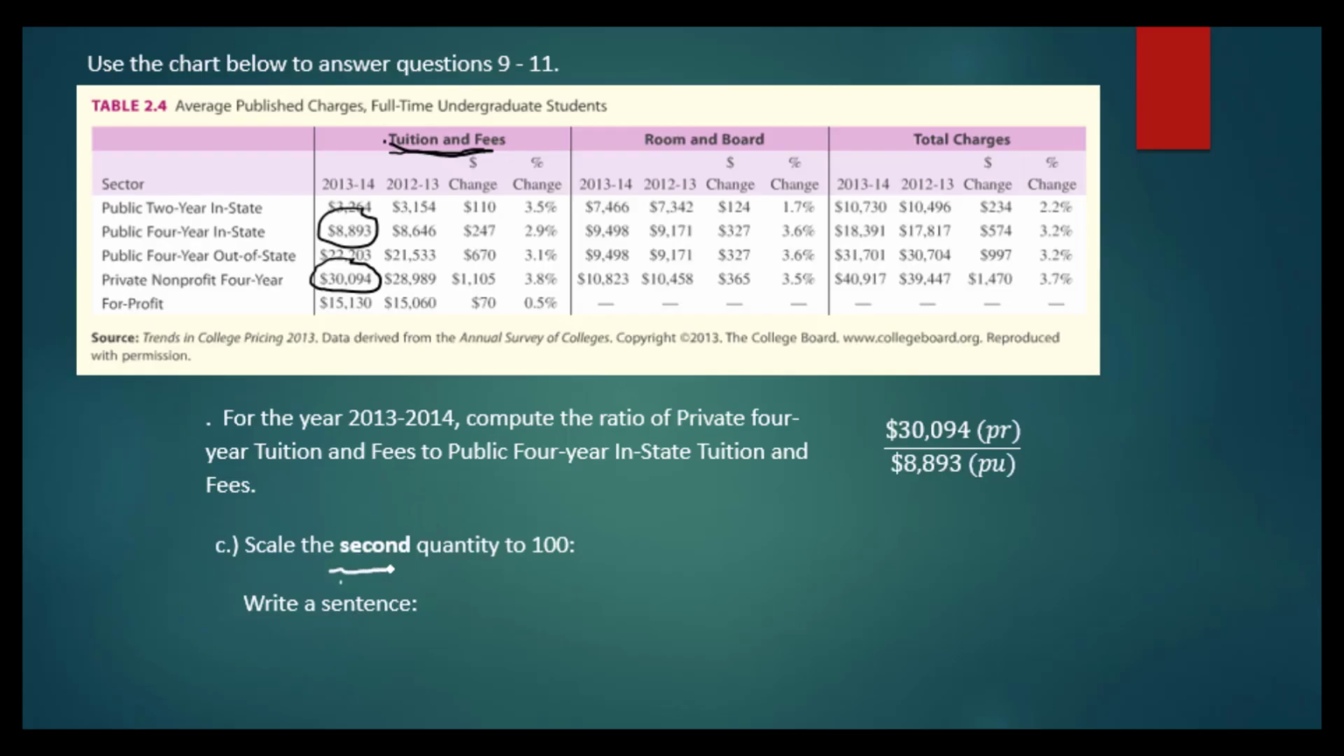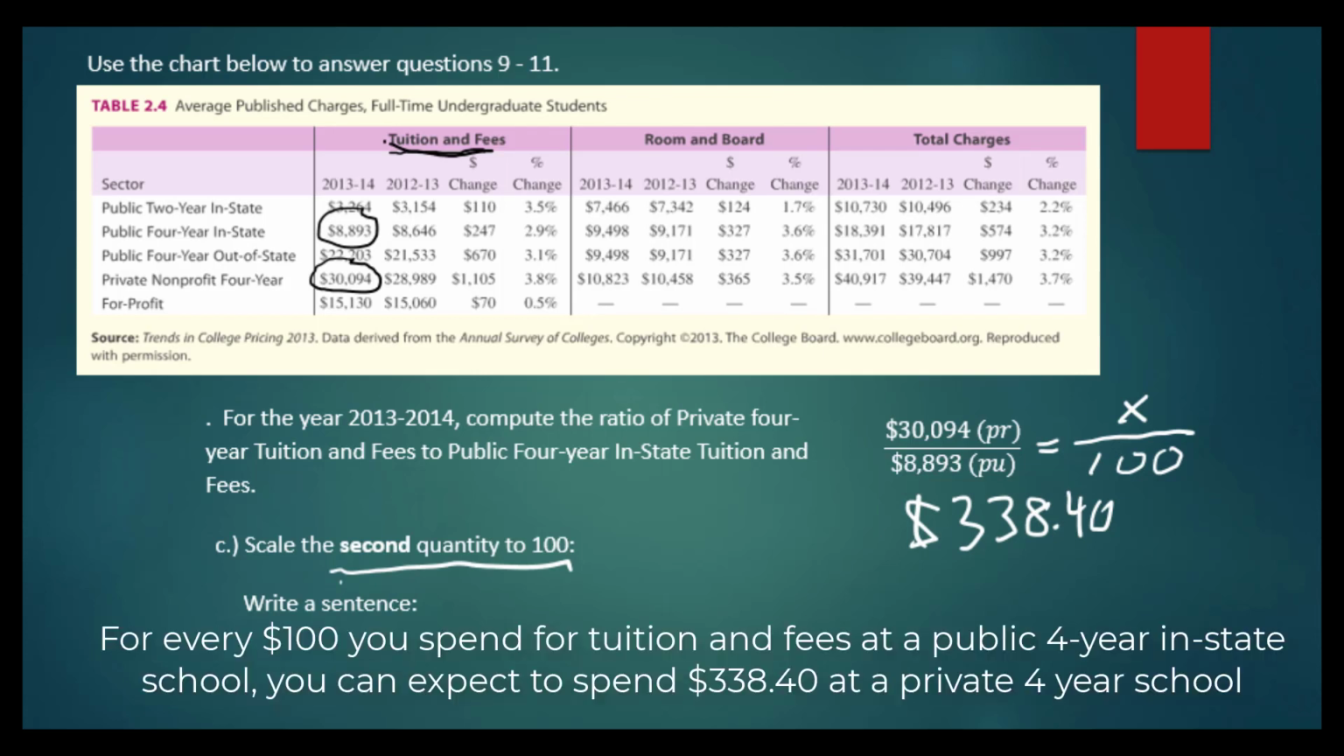Okay, in this one we want to scale the second quantity to 100, which means we want another ratio that's equal to that ratio, but with the bottom number scaled to 100. And then write a sentence. The answer is, and I'm getting 338.40. And I'll put that in a sentence. And I'll put the sentence up.